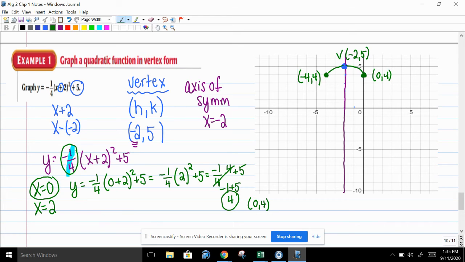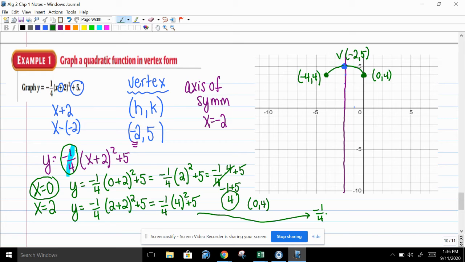Okay, and then when x is equal to 2, y is equal to negative 1 over 4 times 2 plus 2 squared plus 5. 2 plus 2 on the inside gives me a 4 squared plus 5. I'm running out of room here, guys, so I'm going to skip around to where I got some space. Negative 1 over 4 times 4 to the second power, that's 16, plus 5.